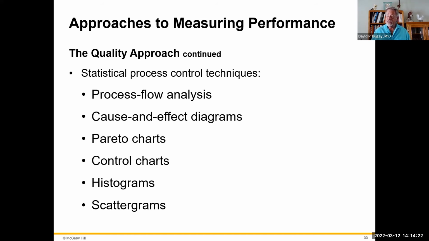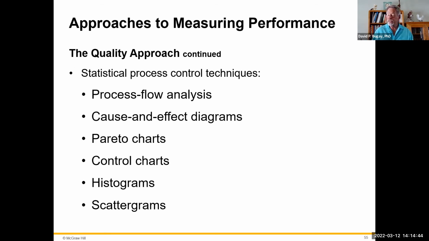And our Pareto charts deal with 80-20 processes as you go through. The book has more talk about that. You have control charts, different kinds of histograms, and scattergrams. If you haven't used any one of these types of charts or different diagrams, I encourage you to look at the examples in the text, but also they really come in handy.